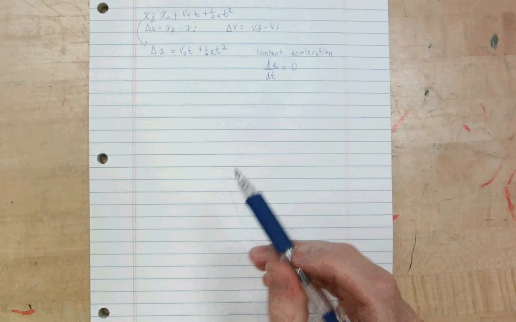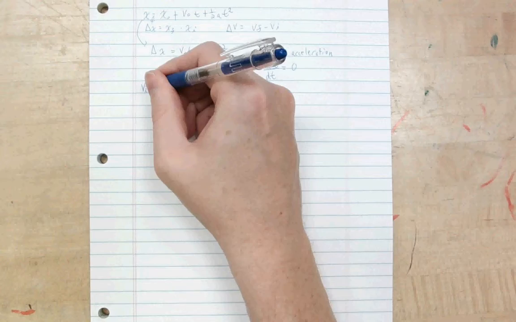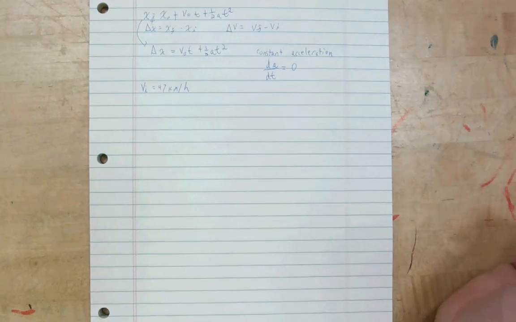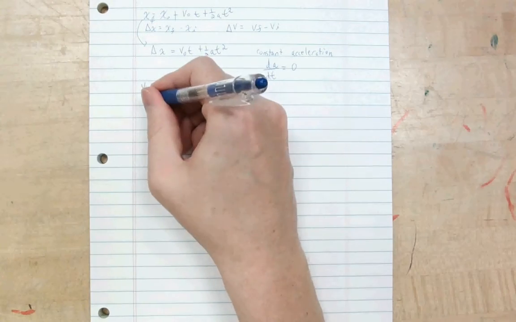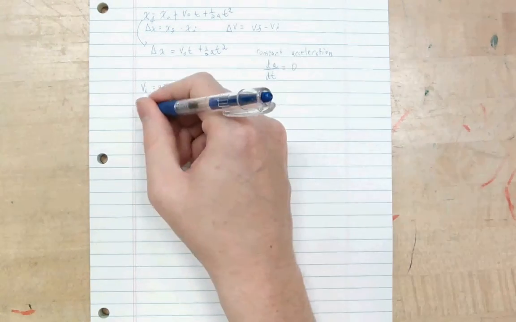Let's consider an example. Suppose we have a car that starts out with an initial velocity of 47 kilometers per hour and speeds up to 57 kilometers per hour in 2 seconds.